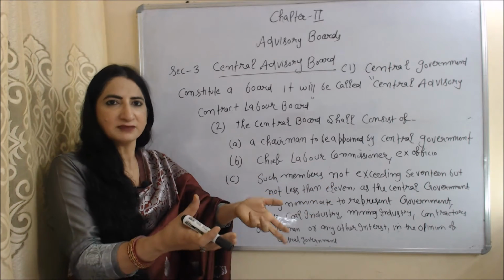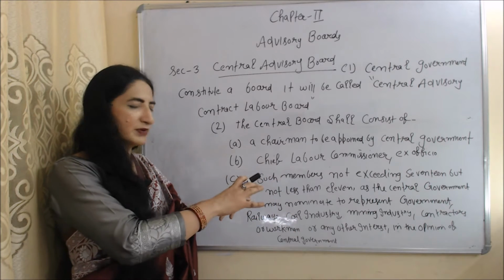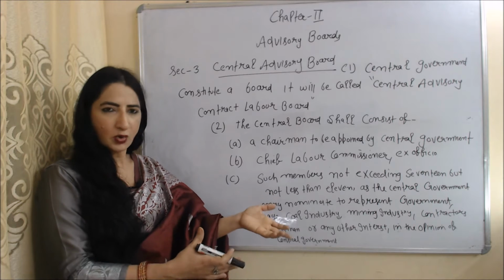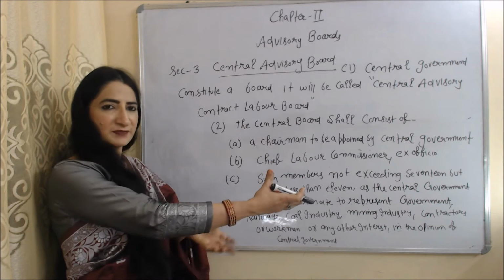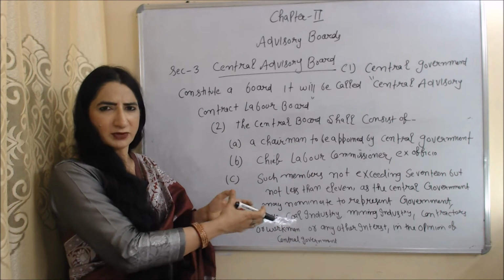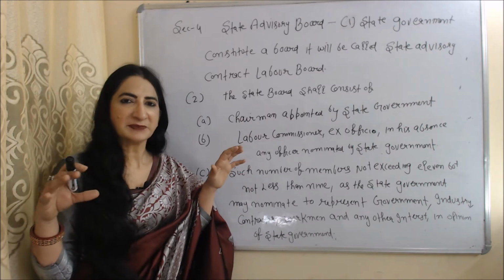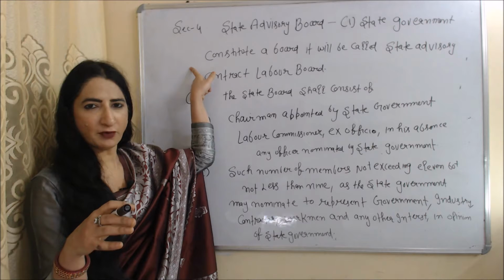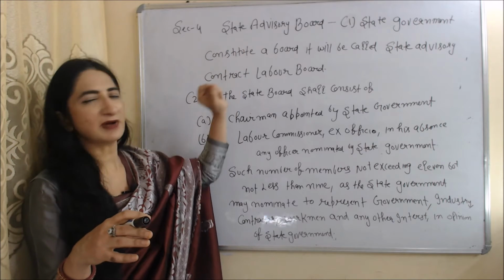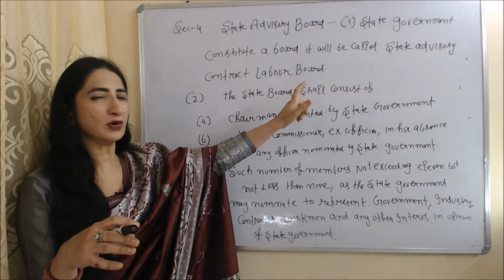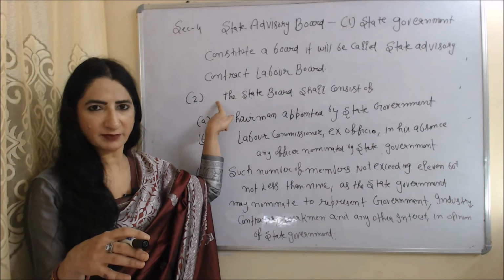But what do these members do? The government nominates these members to represent government, railway, coal industry, mine industry, or a contractor or workman, or any other case according to the opinion of the government. Chapter 2 and section 4 talk about the State Advisory Board. The state government constitutes a board. It will be called the State Advisory Contract Labor Board.